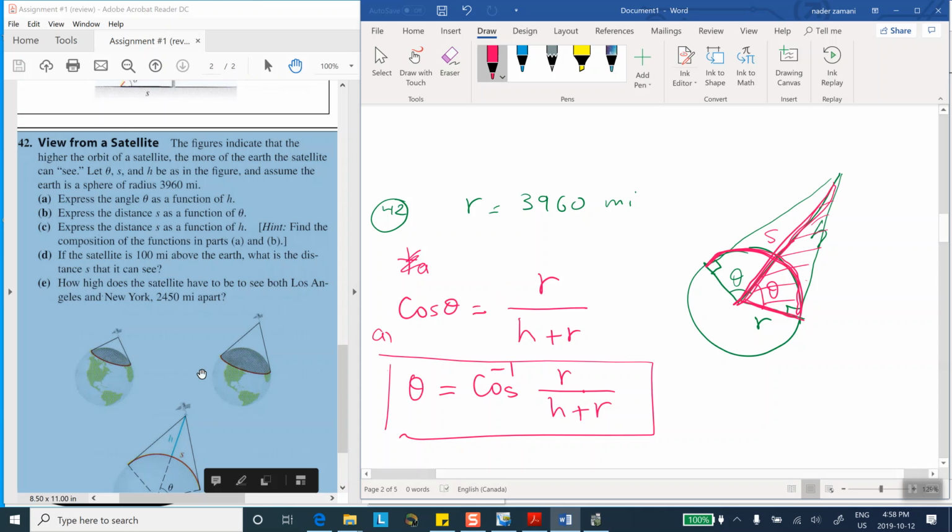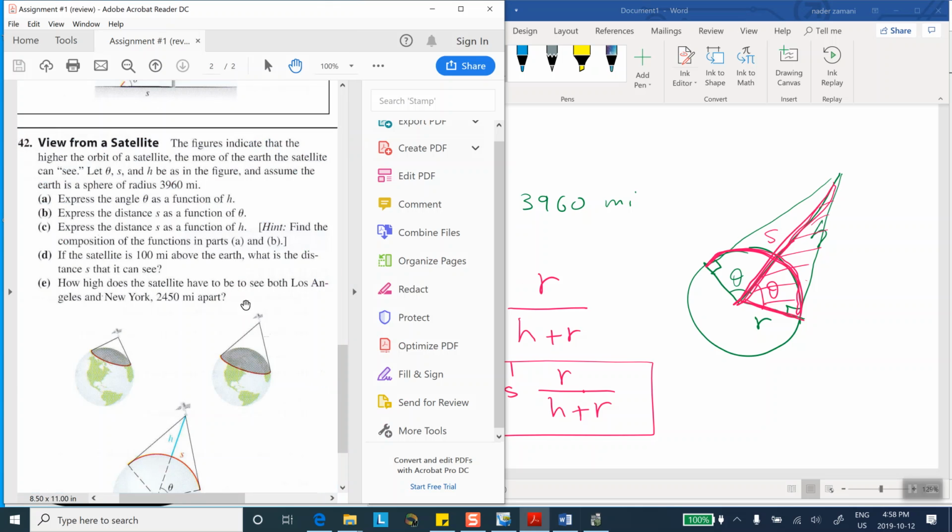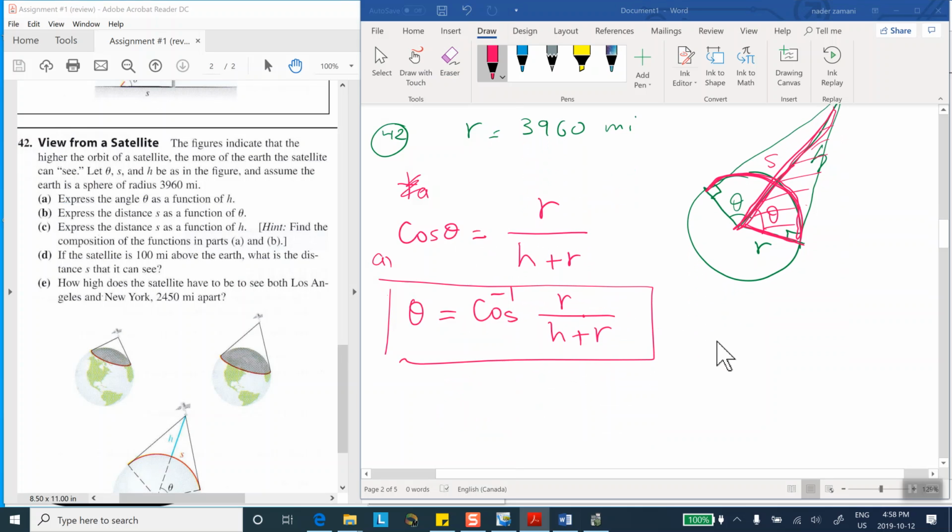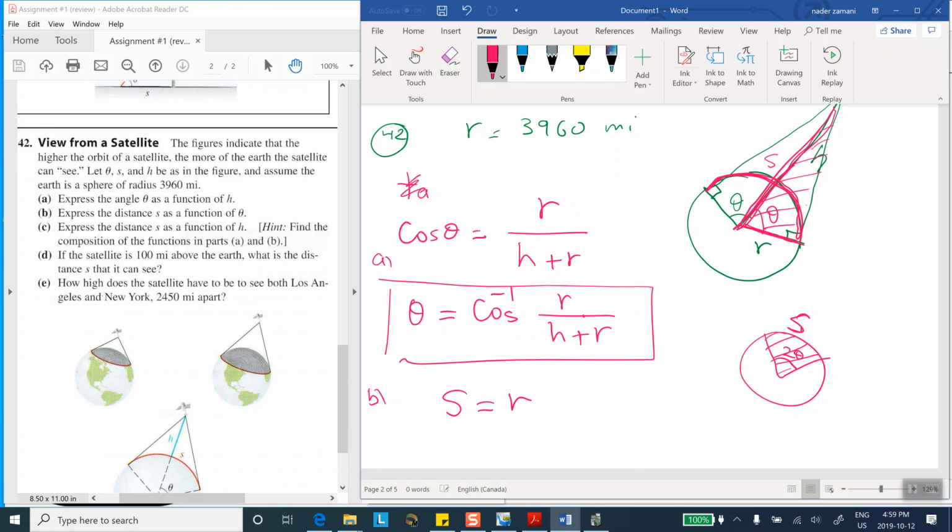What about part B? Express the distance s as a function of theta. So for part B, we have a circle like that. This is s, and this angle is 2 theta. From what we learned in an earlier section, arc length is equal to the radius of the Earth times 2 theta in radians.